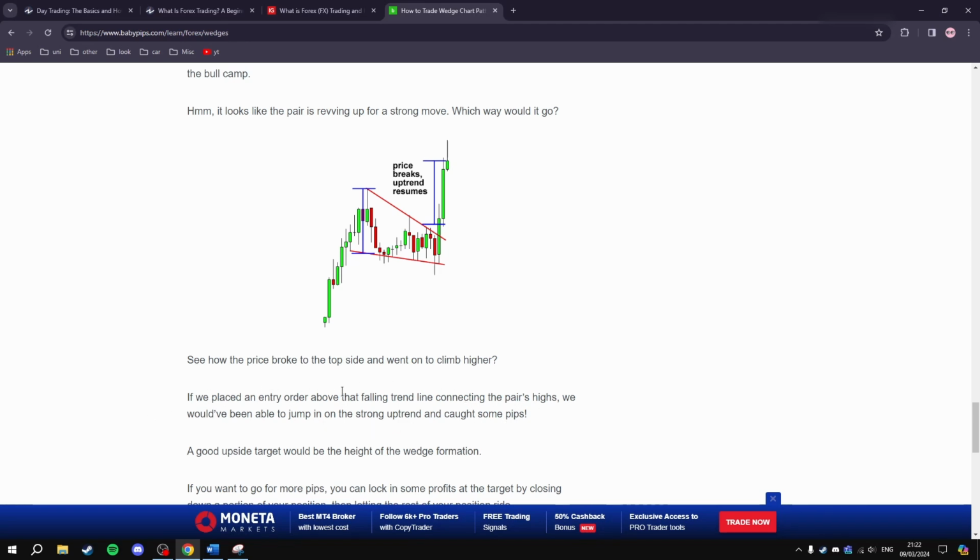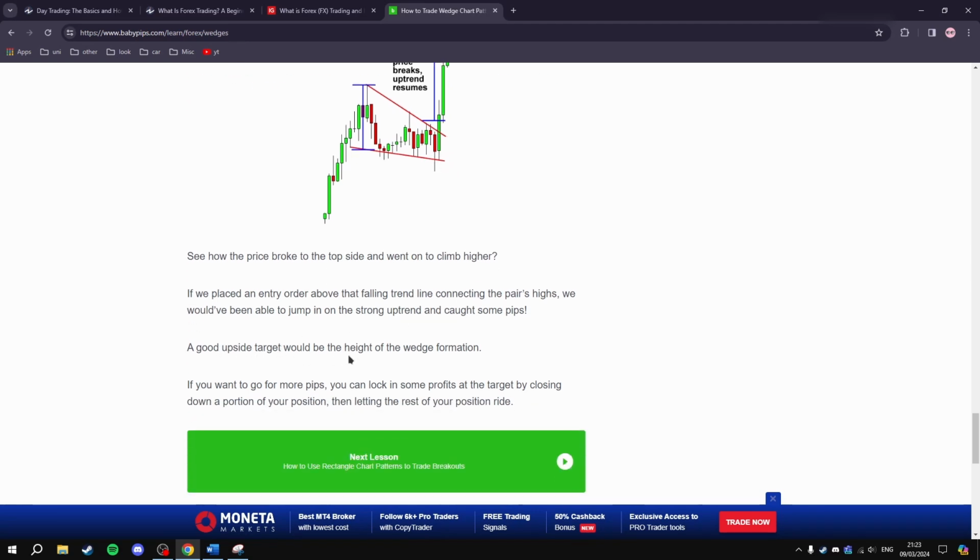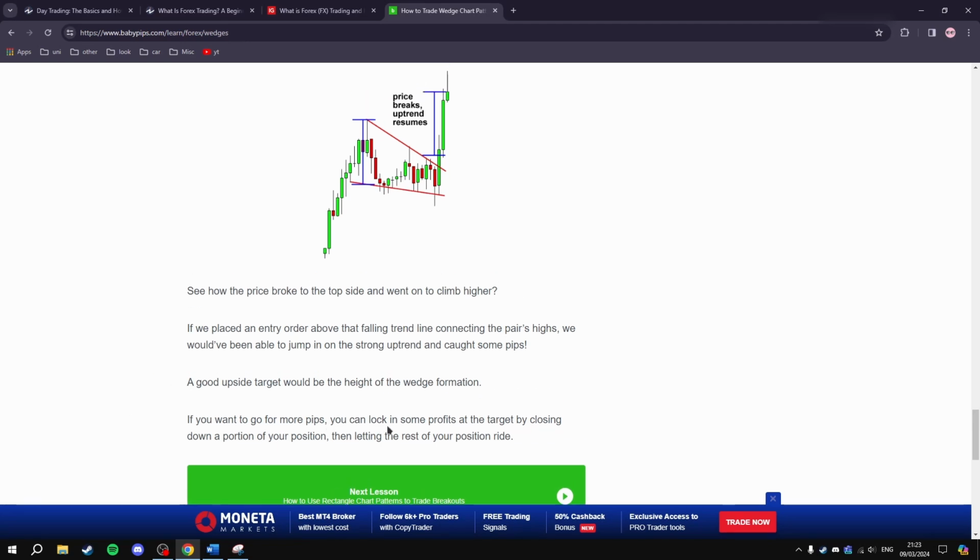If we placed an entry order above that falling trend line connecting the pair's highs, so like somewhere over here, we would have been able to jump in on a strong uptrend and caught some pips. A good upside target would be the height of the wedge formation. If you want to go for more pips, you can lock in some profits at the target by closing down a portion of your position, then letting the rest of your positions ride.